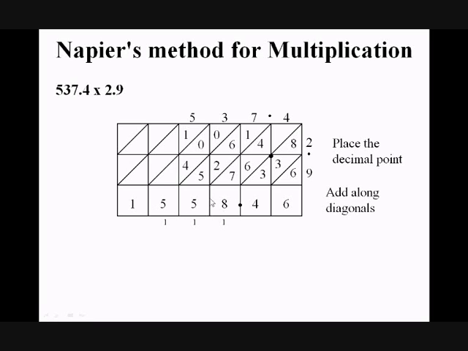And this is the end of the process, because I've worked out that 537.4 times 2.9 is 1558.46.